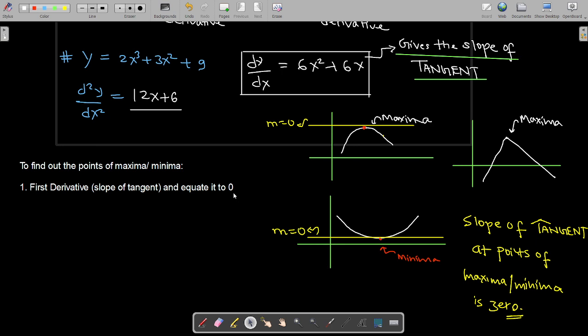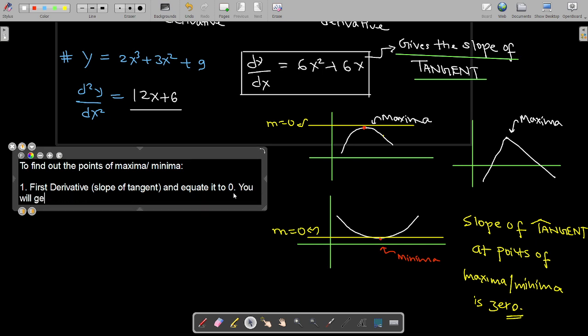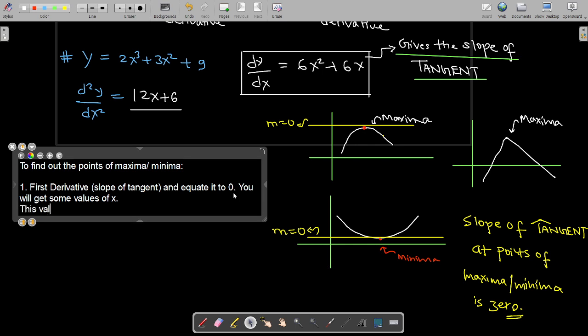Then you will get some values of x. You will get some values of x, right? This value can be a maxima or a minima. You're not sure, because for both of them, the slope of the tangent is 0.